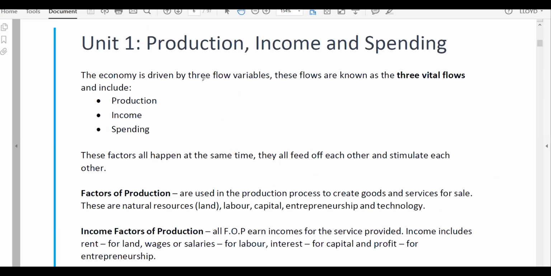An economy is actually driven by three flow variables. These three flow variables are production, income, and spending. They are called the three major flows, or flow variables, in the economy. We are also going to look at what are called stock variables. We'll look at them after flow variables.